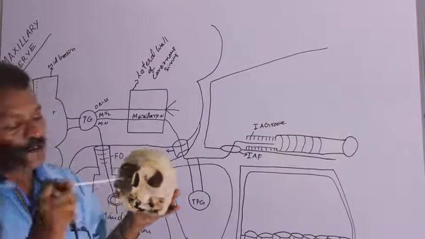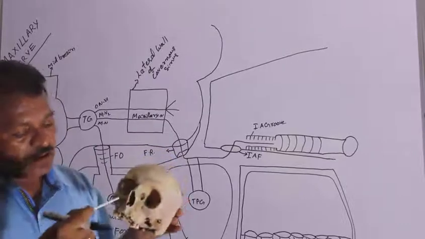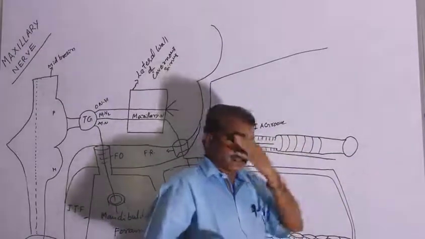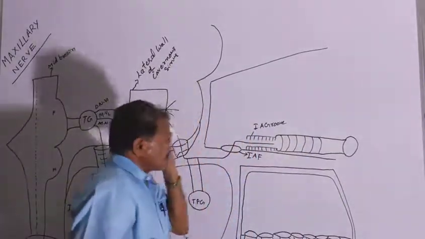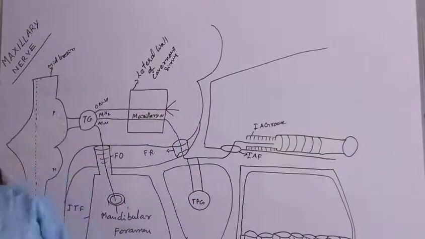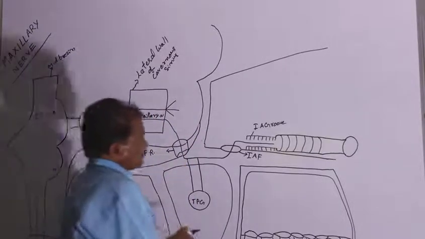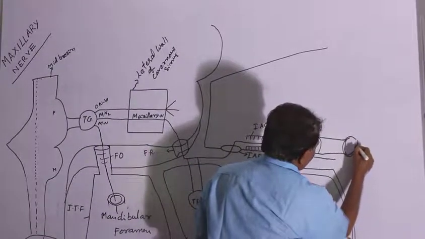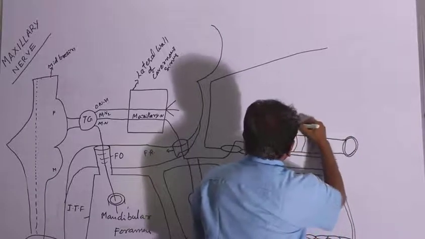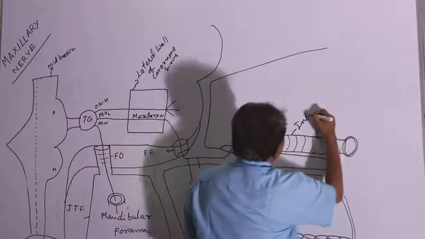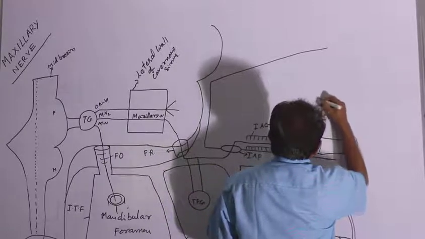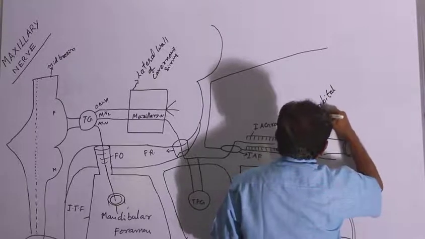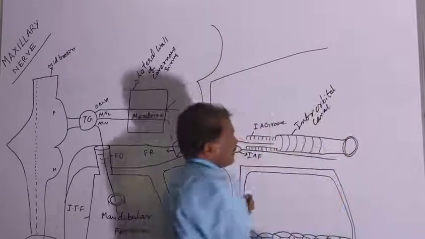Infraorbital foramen. It is opening in front, outside. This nerve is coming from the orbit to the outside, in the face. So here, this one is the infraorbital foramen. This one is called the infraorbital canal.